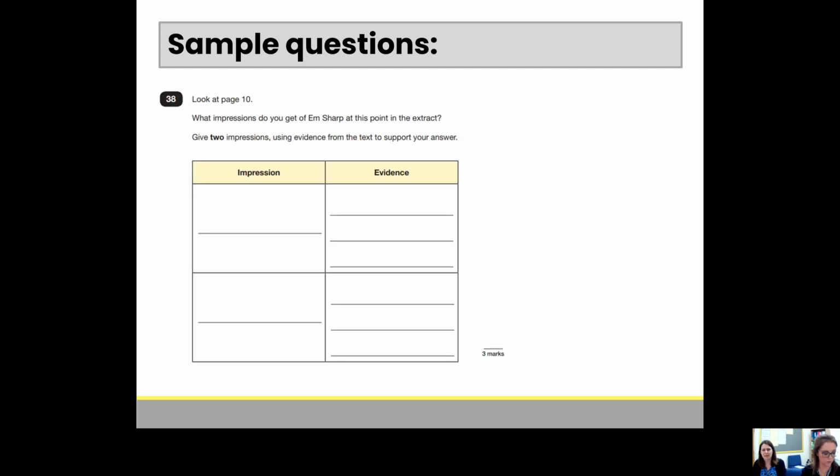And another example of something in a tabular form. So here the children are being asked for their impressions of a character, and this is asking them to maybe infer a little bit more about the character and what the character's actions are showing the reader.